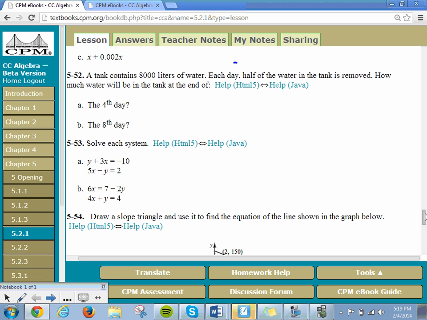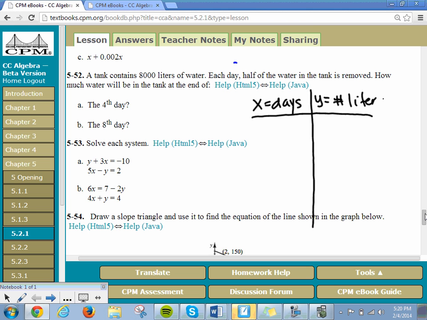So this one, probably the way that it'll be easiest for you is if you start setting up a table with an x and a y. So we'll let x represent the number of days it's been, and we'll have y equal our number of liters that are left. So to start out with, on day 0, we have 8,000. After the first day, half of the water is left. So if we started out with 8,000, the next day we'll have 4,000.